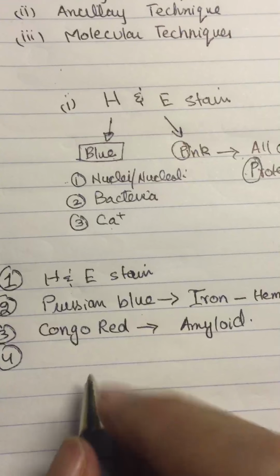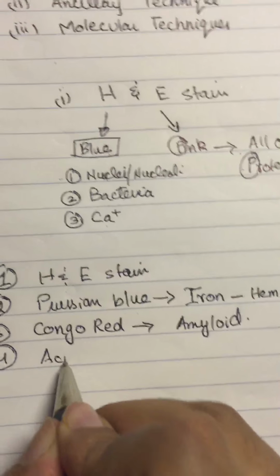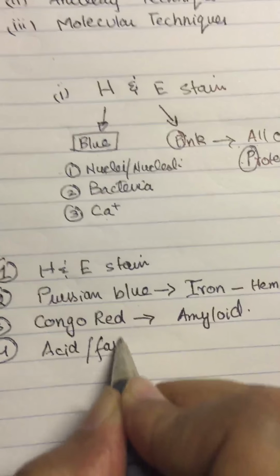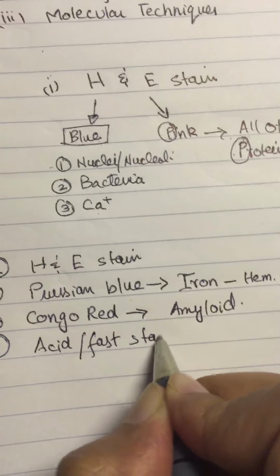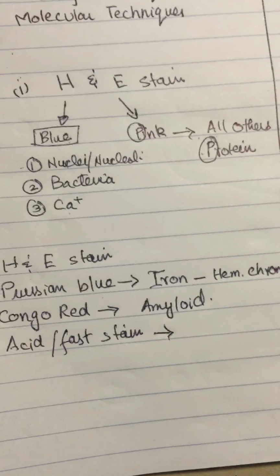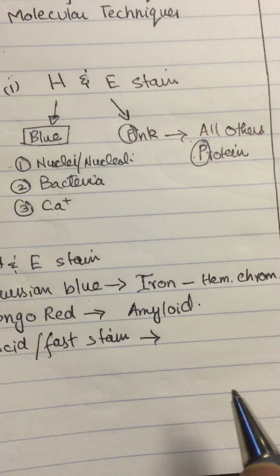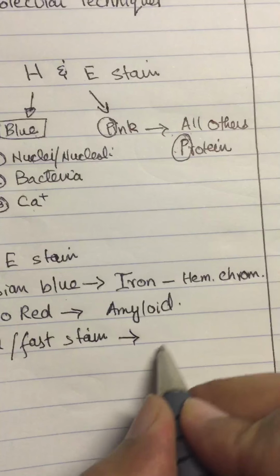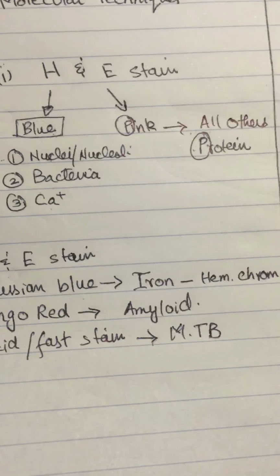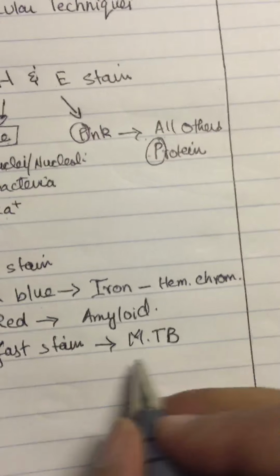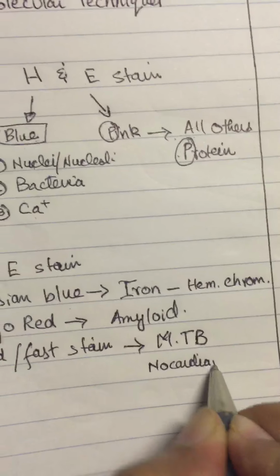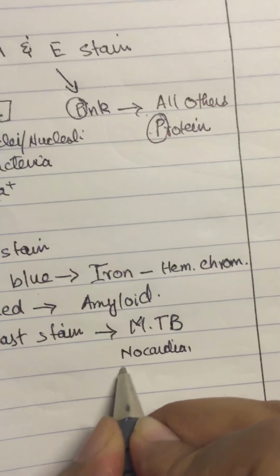And we can also use the acid fast stain. As we know, a very important bacterium that is going to be stained by this is Mycobacterium tuberculosis, and also Nocardia and Cryptosporidium.